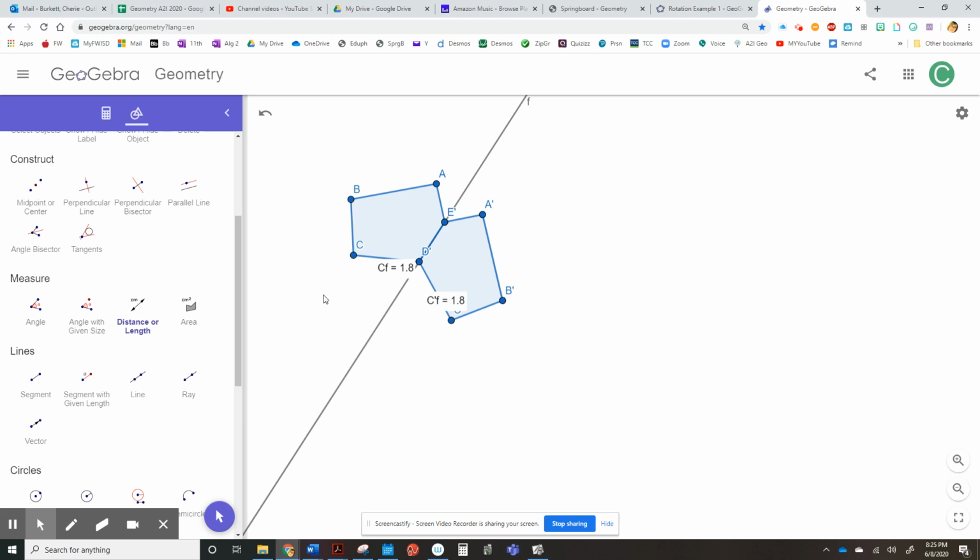So I want a line to measure the distance from a point to a line. It has to be a perpendicular line. So let me see if I can get, okay, and there. So I drew a line perpendicular to F. Okay, I drew a line perpendicular to F, and then I measured the distance from that point right there.